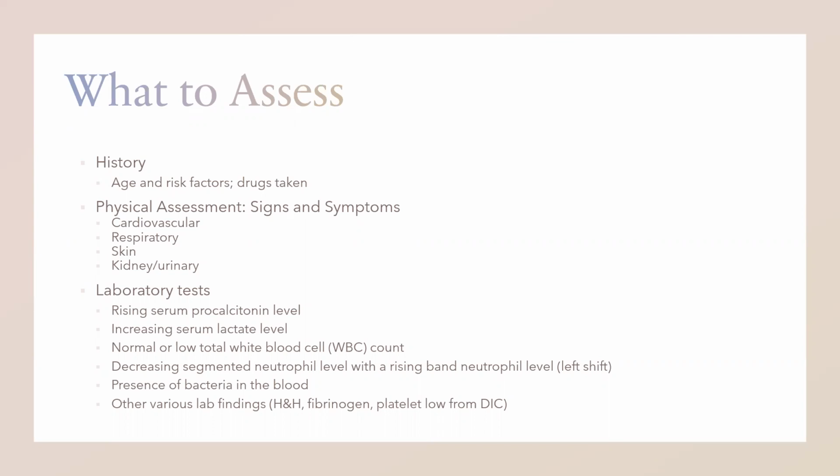A normal or low white blood cell count. Why would they have a low white blood cell count? They're immunosuppressed. Their bone marrow can't keep up with the production of white blood cells due to overwhelming mass infection, right? Decreased segmental neutrophil levels with a rising band, that's the immature white blood cells. So if you become an oncology nurse, you'll look at your bands and your neutrophils. So segs and bands. Presence of bacteria in the blood when we draw those cultures, and other lab findings. Low platelet count. We'll go into DIC a little bit. Your fibrinogen levels are low, and your hemoglobin and hematocrit are low.